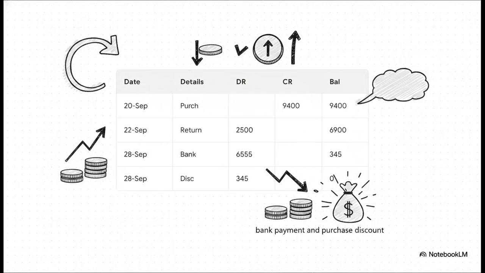If you lay out the narrative of an accounts payable lifecycle like this, it becomes crystal clear. You see the balance peak at $9,400 on the 20th. Then it drops to $6,900 after the returns. And then, beautifully, it just zeroes out entirely on the 28th after we record the bank payment and that sweet purchase discount. So, the ultimate summary for our journal entries: trade discounts are silent, returns reverse the balance, and cash discounts are explicitly recorded at final payment.